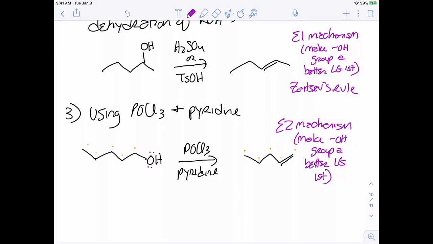And I would say it follows Zaysev's rule, but I don't have any other options for this one, right? I only have one beta carbon, so that's the one we're going to lose. It's primary, so it's always going to be on the end. It doesn't have to be that end, but it'll always only have one carbon bonded to it, so it's only ever going to have one beta hydrogen. So those are our 3 methods.